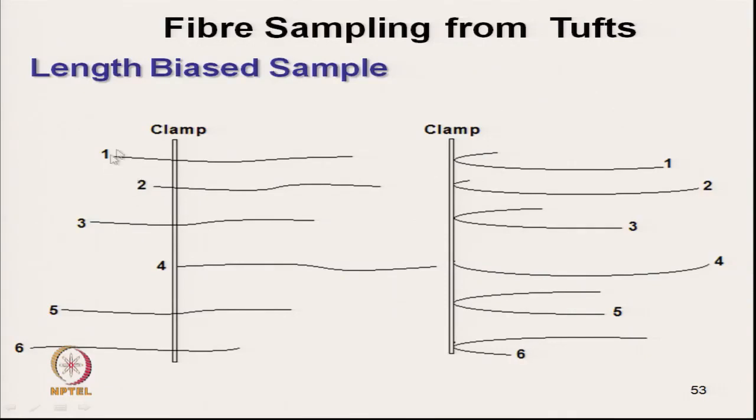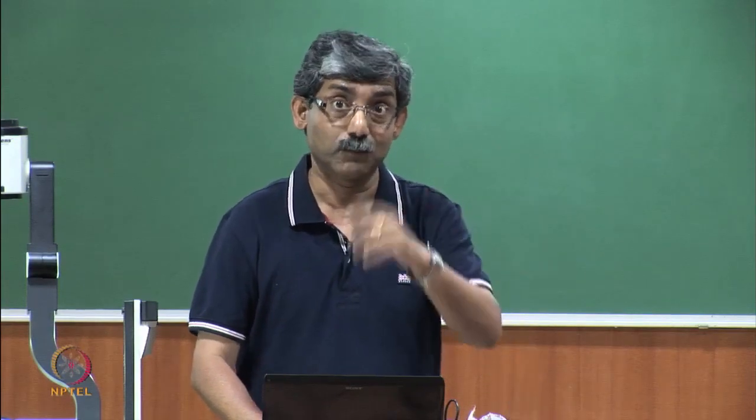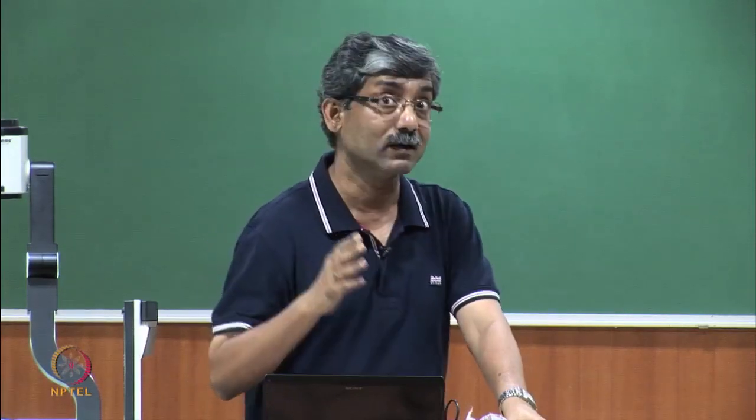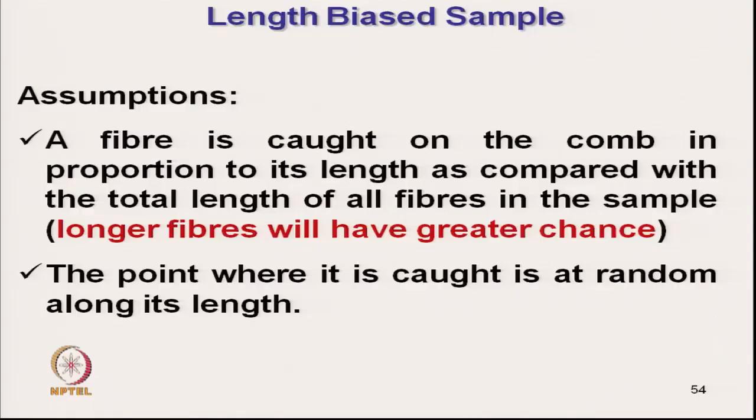Now, after that, if the ends are folded, then these fibers are arranged in such a fashion that the density of the fibers, from the comb clamp side going to the right, will follow a straight line curve. So, that we will discuss. This is the density of fiber along the length versus the proportion of fiber, called the fibrograph, that we will discuss later. So, these are the assumptions we have discussed.